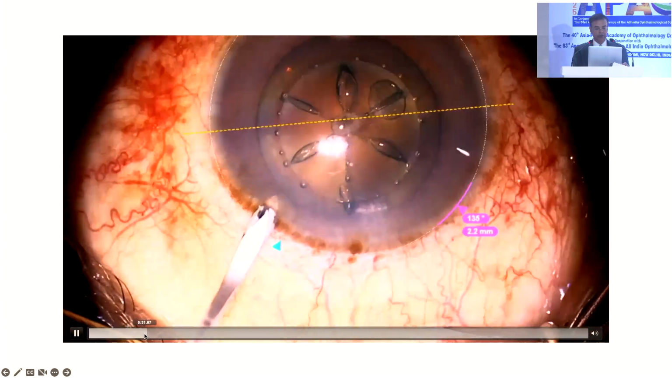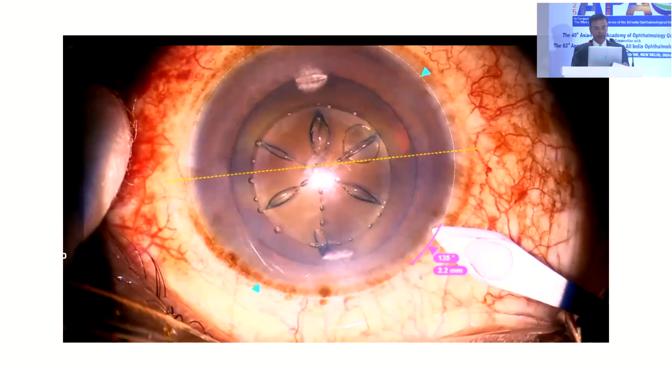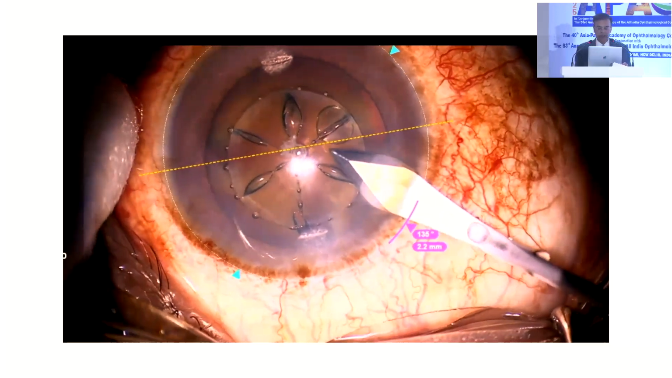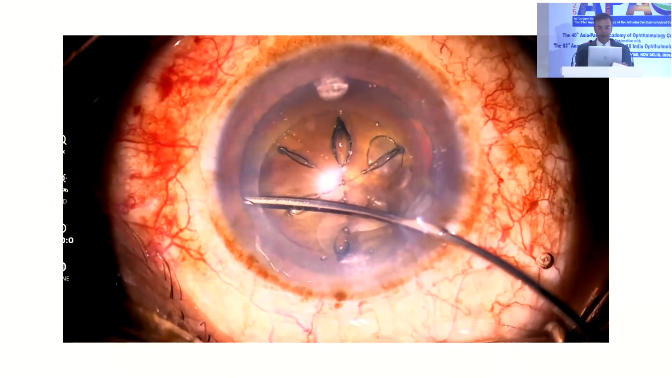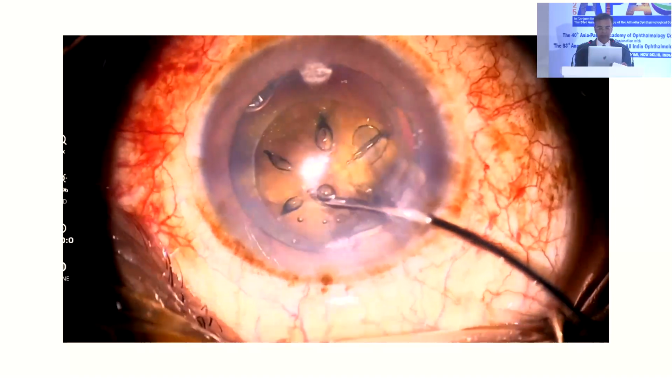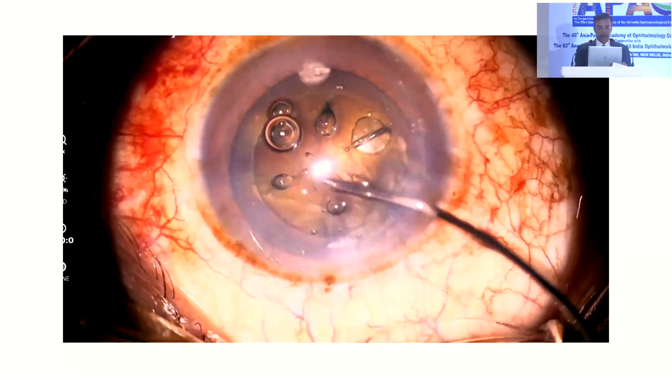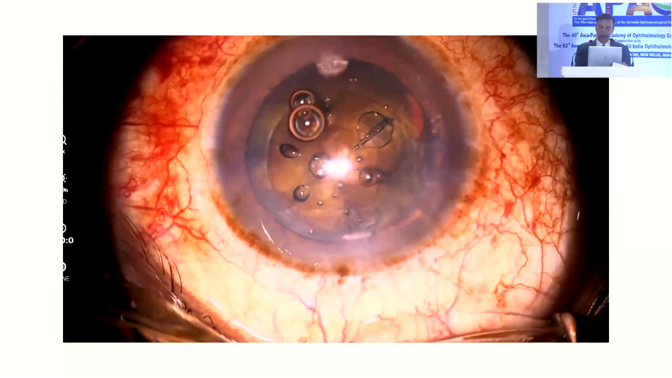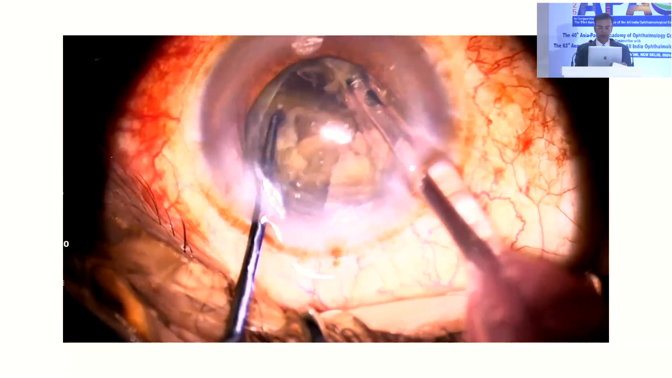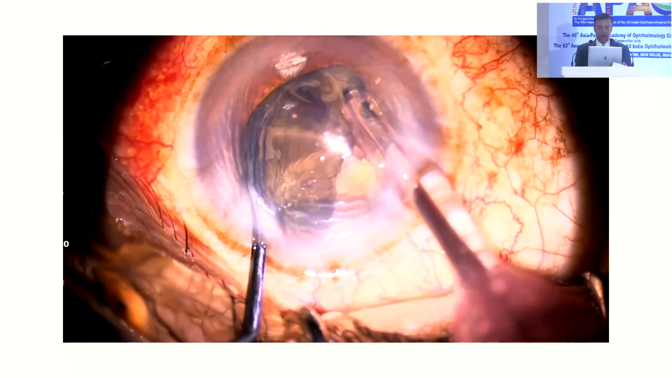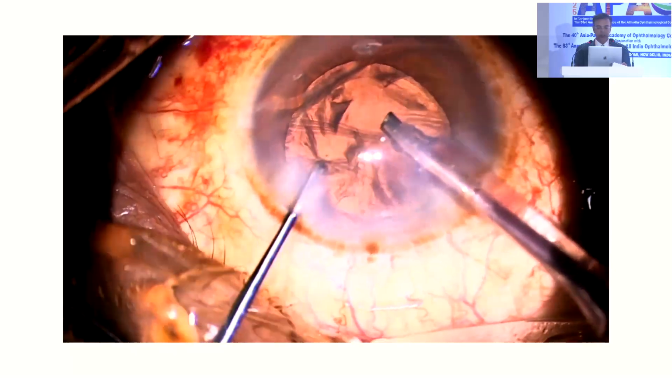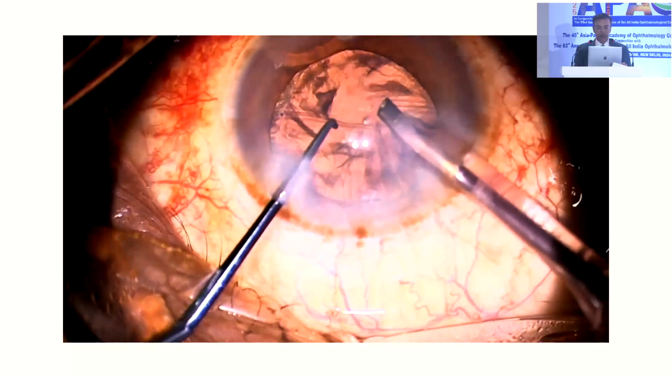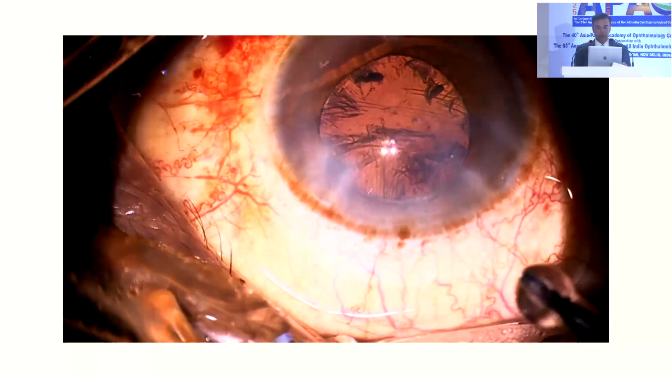I'll run through those, and after that, making the side ports. These are calibrated side ports, like Dr. Rohit likes to make as well, for better chamber stability. Get that capsular tag out. Now when I try to rotate this lens, I realize that there is some zonular laxity, so I don't rotate it very vigorously. It's a hard brown cataract, and I decide that I have to very patiently get this out. And once the nucleus is out, I'm more comfortable.